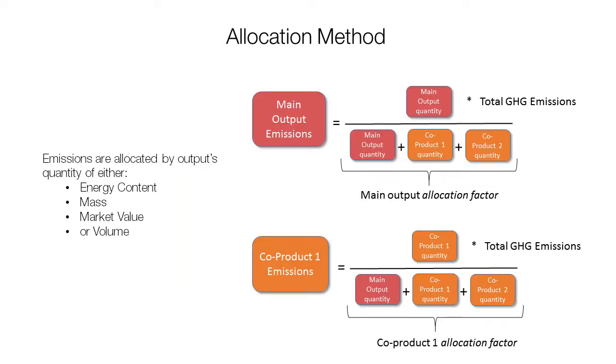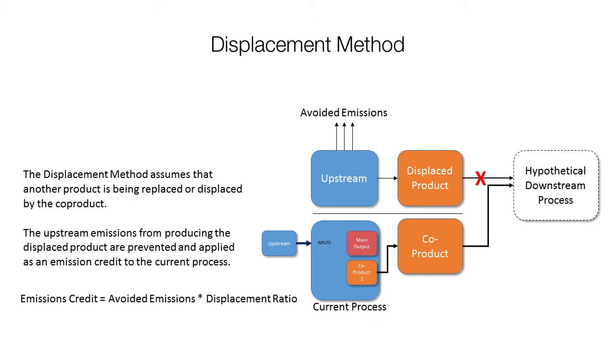When using the allocation method, we have to choose some basis for allocation, like mass or energy, by which we'll divide and allocate energy use and emissions. For instance, if we use mass, we could allocate emissions to a coproduct based on an allocation factor, or the mass of the coproduct in relation to the total mass of all the other outputs.